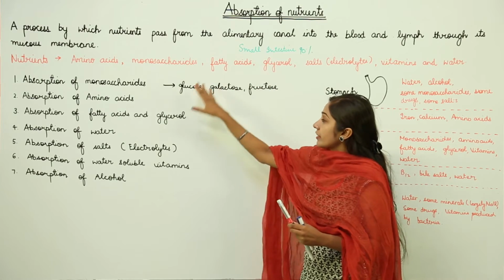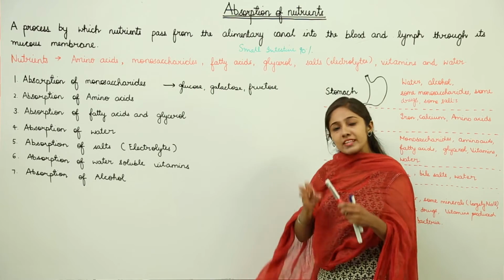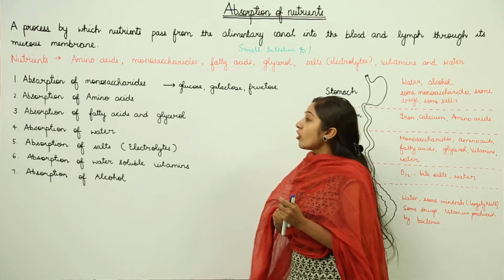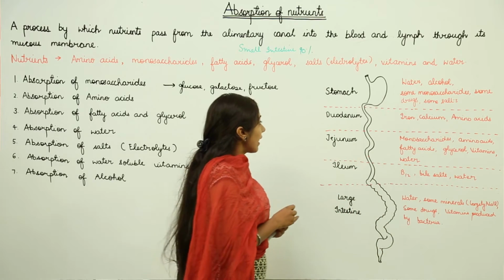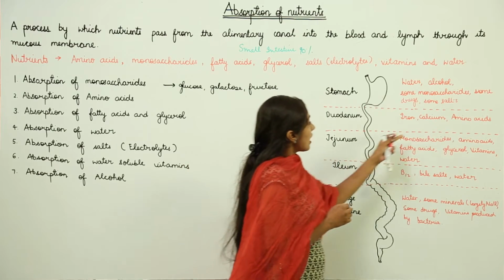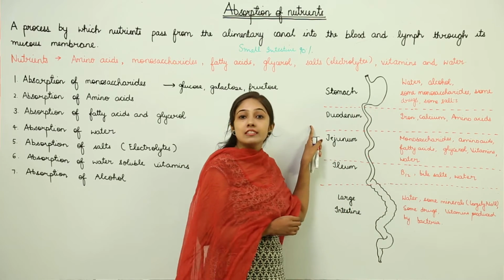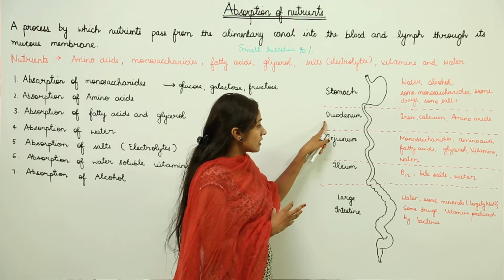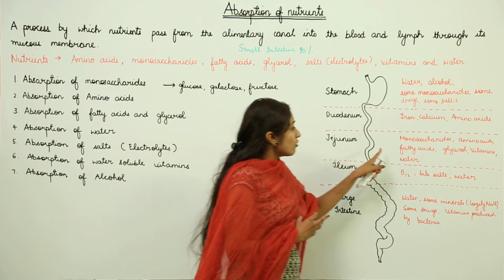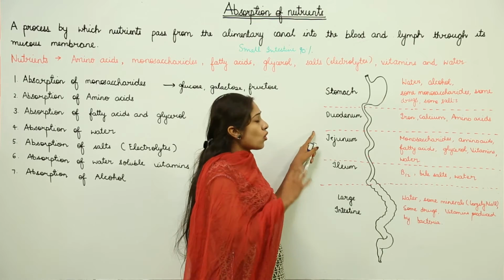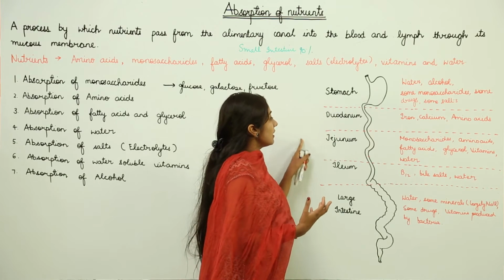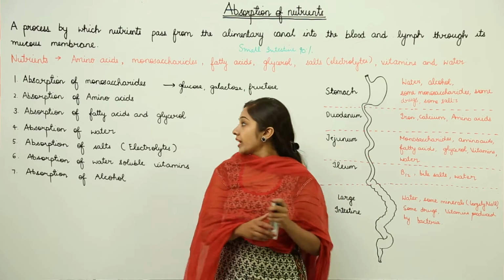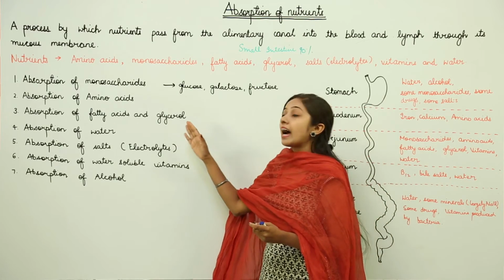So these monosaccharides are absorbed in the stomach to some extent and mainly in the jejunum part of the small intestine. Moving on to the absorption of amino acids, look at this diagram again. These amino acids are absorbed in the duodenum part of the small intestine. So most of the amino acids are absorbed in the duodenum, but the jejunum also absorbs some of the other amino acids that are remaining. So as a whole, the small intestine is participating in the absorption of amino acids, the duodenum part and the jejunum part, right.